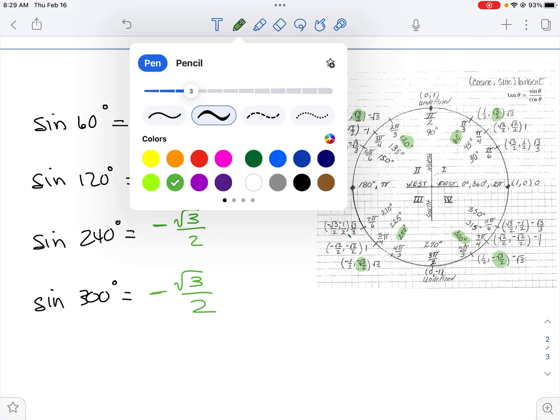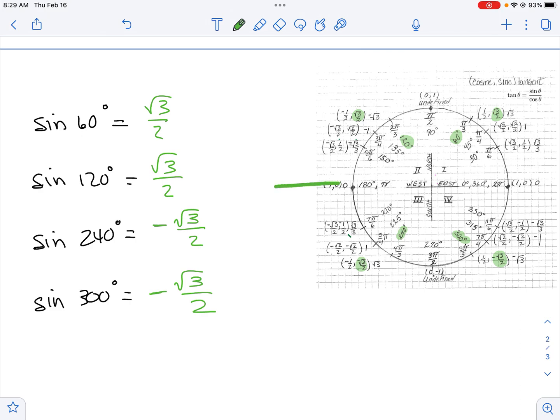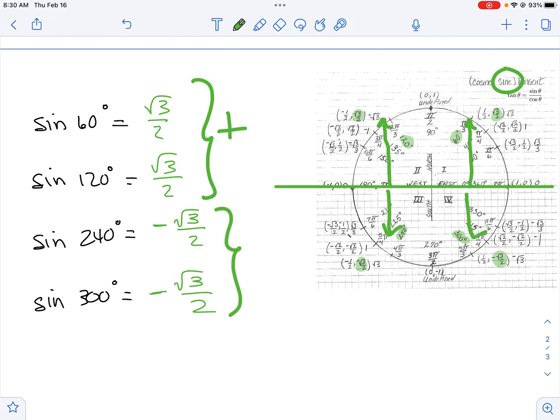Because what I'm wanting you to understand intrinsically, without coming right out and saying it, is that if this is the x-axis, and sine is the y portion, when you go up, you are going in a positive direction, and that is why these are positive. And when you are going down, you're going in a negative direction, which is why these are negative. So that's what I'm hoping for you to have an understanding of. So that's how you do that.